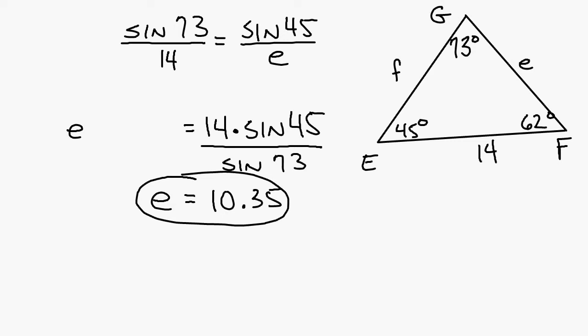That's how you're going to set up for side E. Now, the setup for side F, okay? The setup for side F is you're going to use your sine 73 over 14 again. Sine 73 over 14. And now, what are you going to make that equal to? Now you're trying to find this, aren't you?